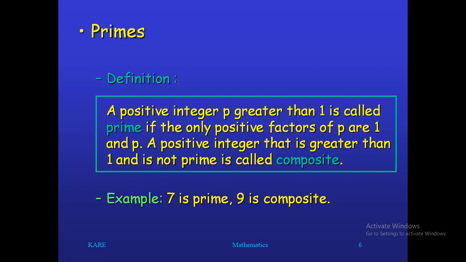Then what about 9 here? I'm saying that 9 is not a prime number, which means 9 is a composite number. What are the factors of 9? It has 1, 3, 9. So apart from 1 and 9, it has a factor 3. So this number cannot be a prime number. So we call this number a composite number.